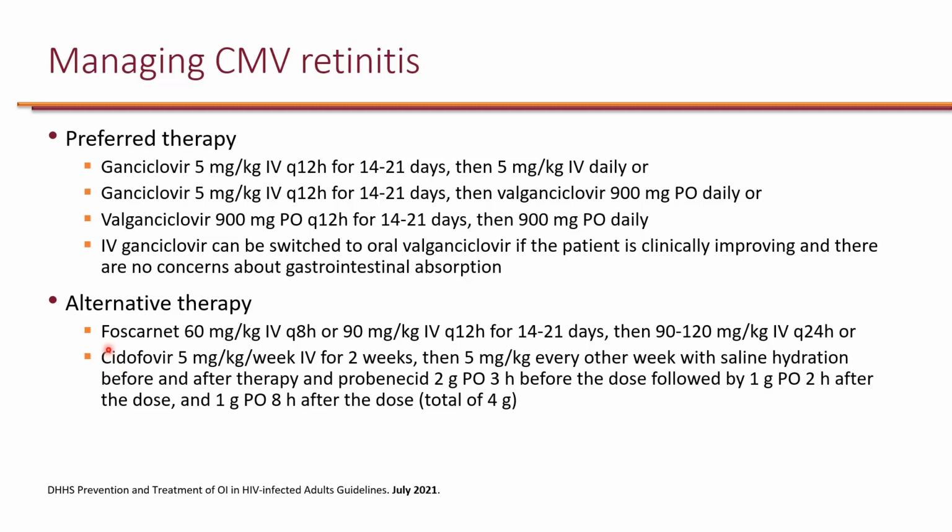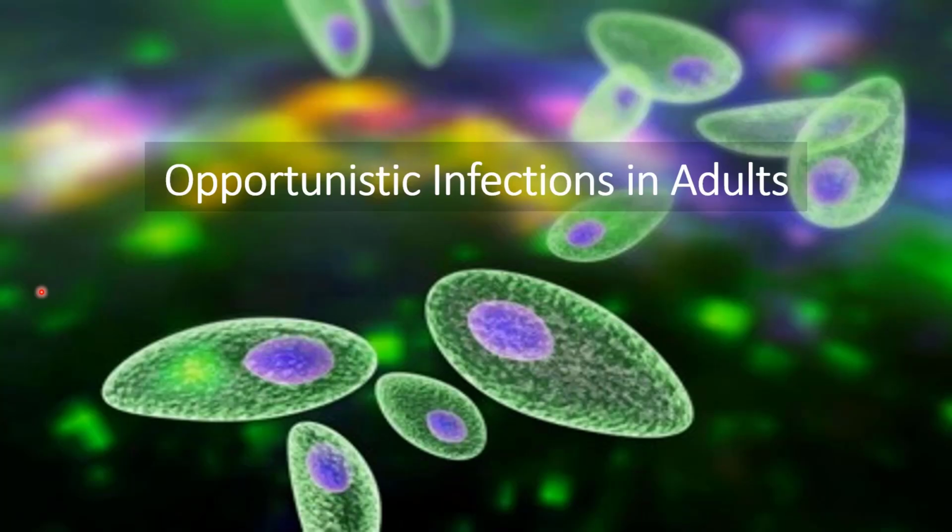Now, alternative therapies are listed here, foscarnet and cidofovir. You can see that cidofovir is very difficult, so it's very rarely used. It's hard to find people who would need cidofovir, because in cases of resistance, foscarnet would be an option. Now, treatment of other complications of CMV, such as colitis, are similar to retinitis. Obviously, there will be no intravitreous injection for other CMV diseases. This concludes this presentation.